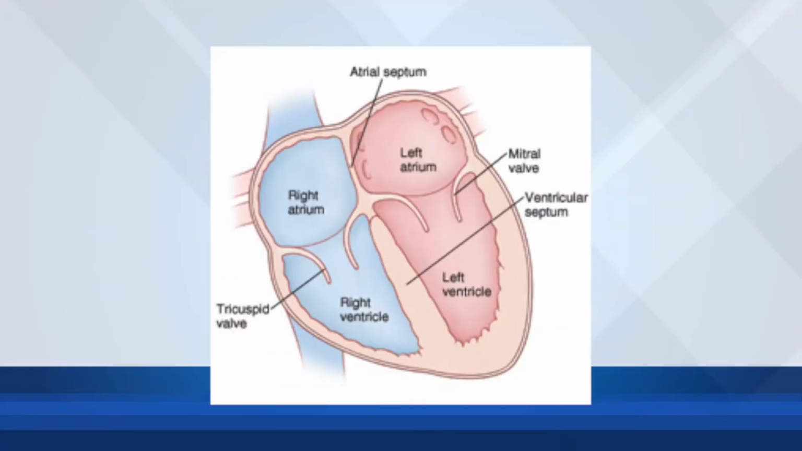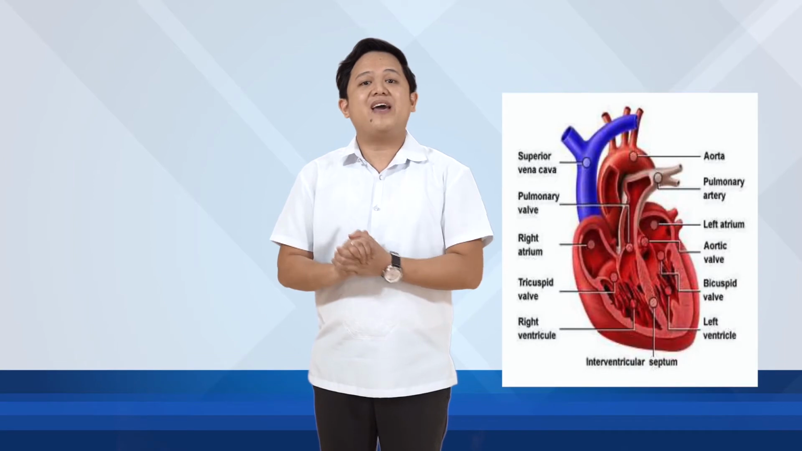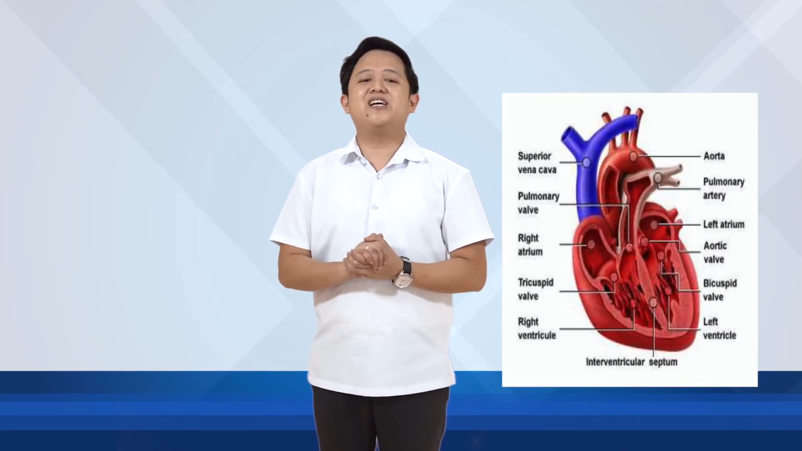body. A one-way valve separates each atrium from the ventricle below it. As a result, blood only flows from an atrium to a ventricle. It cannot flow in the opposite direction.